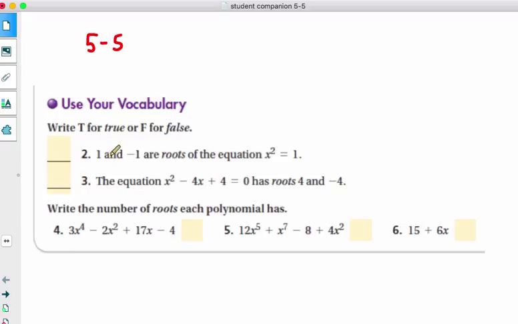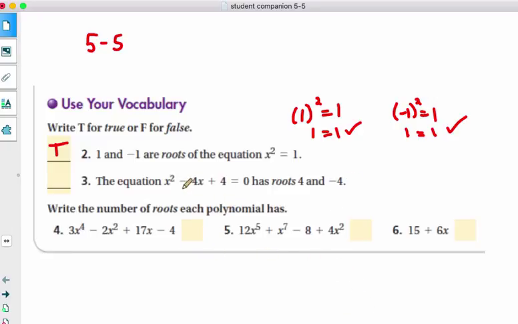True or false? 1 and -1 are roots of the equation x squared equals 1. Well, one thing you can do is test to see if they both make true statements. Is 1 squared equal to 1? Yes. How about -1 squared? Yes. True.